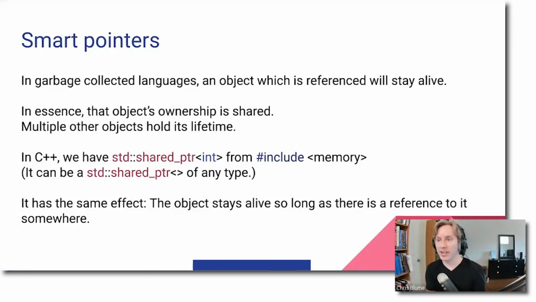So if you're coming from a garbage collected language where things are reference counted and so long as there's one reference, the object will stay alive, here we have standard shared pointer. It does the exact same thing. The ownership of this thing is shared amongst everybody holding a reference. And when the final reference disappears, that's when the thing itself gets destroyed. So this is very similar to what you're used to in a garbage collected language.